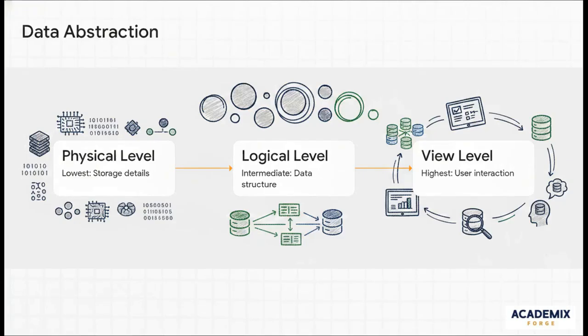Data abstraction is actually a totally fascinating concept. Simply put, it's about only showing the user the details they actually need while completely hiding all the irrelevant background stuff. There are three levels to this. Level 1 is the physical level. That's the lowest one, which deals with how data is literally stored on your hard disk. Next is Level 2, the logical level, which defines the data structures and relationships. And finally, Level 3 is the view level, the highest tier, where end users like you and I actually interact with the database.